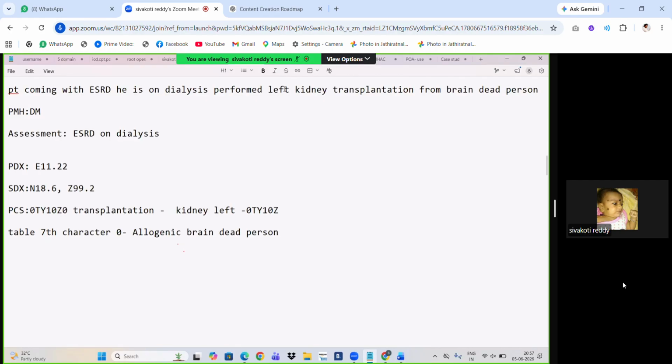11-2 diabetic complication, then hemodialysis and ESRD should be SDX. Okay, one case study completed, guys. Remember, one case study completed for you.